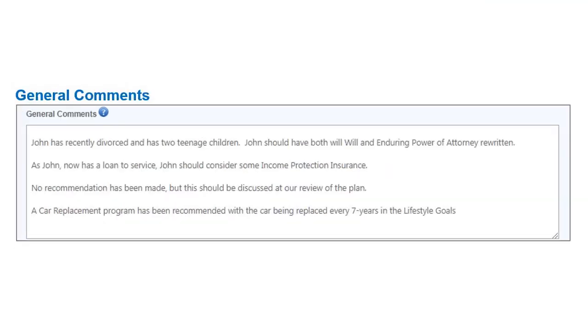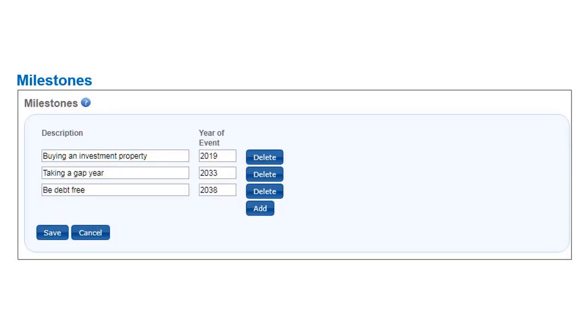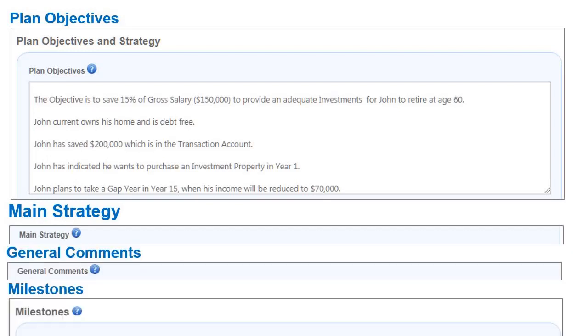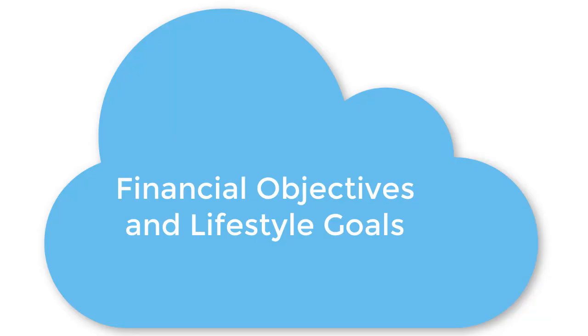You may like to start the plan construction by writing the plan objectives and the main strategy. If there is any additional information you want to refer to, this can be entered on the panel General Comments. At the bottom of the page, you can create a list of your milestones. When this information is completed, each panel of information can be included in any of the reports listed here. Note that if the panel is blank, then the report will skip the heading.